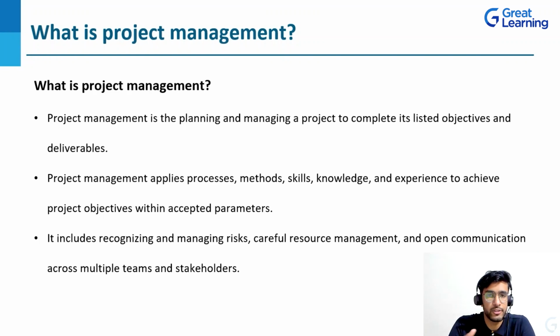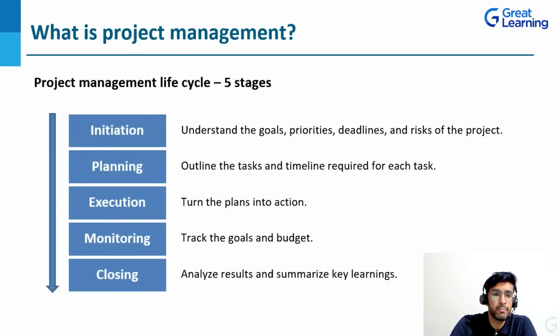Now, coming to the next thing that comes under project management: the project management life cycle, and it consists of five stages. That is initiation, planning, execution, monitoring, and closing. When we take up the first one, initiation, it's basically understanding the goals, the priorities, the deadlines, and the risks of the project.